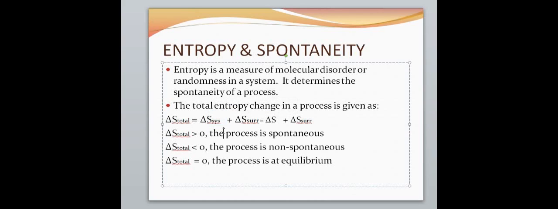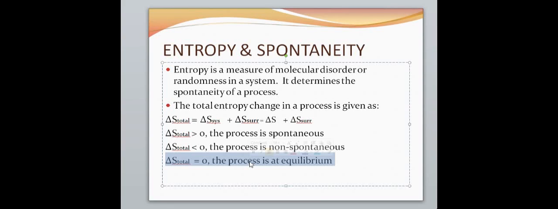Now what would it mean if delta S is positive or negative or equal to 0? If delta S total is greater than 0, it means the process is spontaneous. If it is less than 0, it means the process is non-spontaneous. When I say process, I mean reaction. If the delta S total is equal to 0, that means the process is at equilibrium. So if it is greater than 0, spontaneous; less than 0, non-spontaneous; equal to 0, the process is at equilibrium. So entropy and spontaneity go hand in hand.